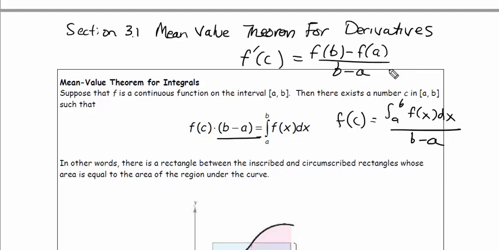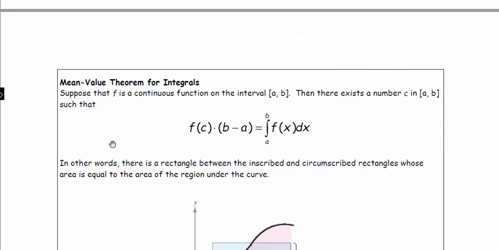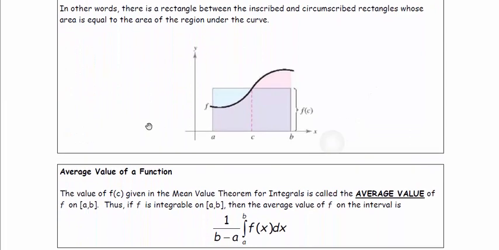So hopefully you can see the similarity, right? Instead of trying to find the value of the derivative at c, I'm trying to find the value of the function at c. So it makes sense that I would be using the integral here. So you can see the more in-word statement of this theorem right here. In other words, there's a rectangle between the inscribed and circumscribed rectangles.